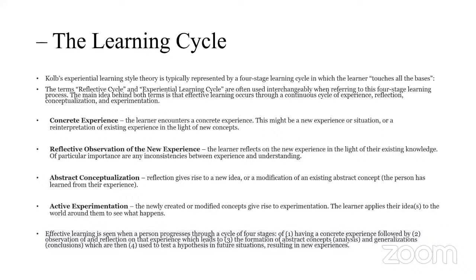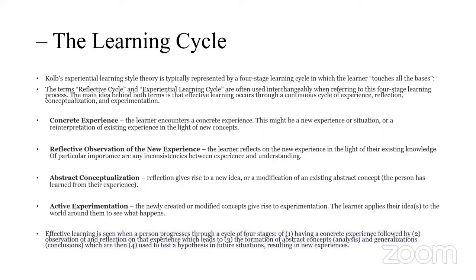The third one is abstract conceptualization. Reflection gives rise to a new idea. It could also give rise to a modification of an existing concept. So, the ability of a learner to conceptualize abstract things, that is the third stage in the learning cycle. And the last one is active experimentation. That means the newly created or the newly modified concepts that have been understood, they must give rise to experimentation. That means the learner would apply his ideas to the situations around him and then see what happens. That is known as active experimentation.